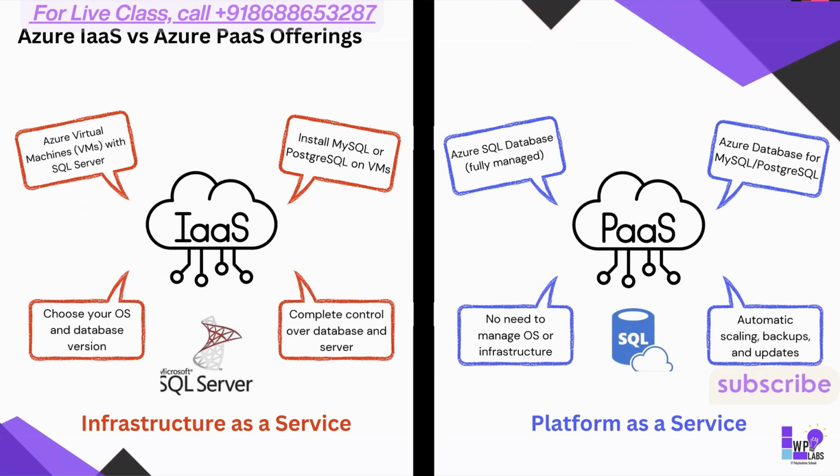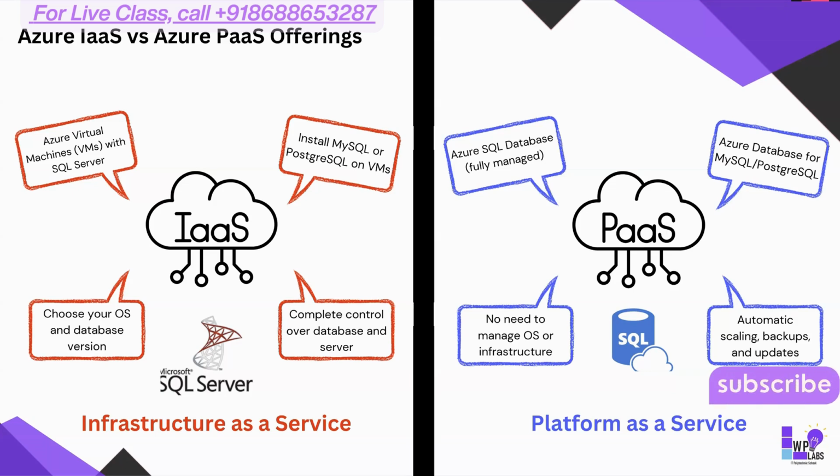Now, that being said, I want to talk about another very important topic, the offerings that these two cloud services offer. On the left hand side, we can see infrastructure as a service. On the right hand side, we can see platform as a service. For infrastructure as a service, mainly we have four offerings. In Azure, you can create a virtual machine with SQL Server. This is nothing but a computer that is running in the cloud. You can install SQL Server on this virtual machine and use it just like you would with your physical computer.